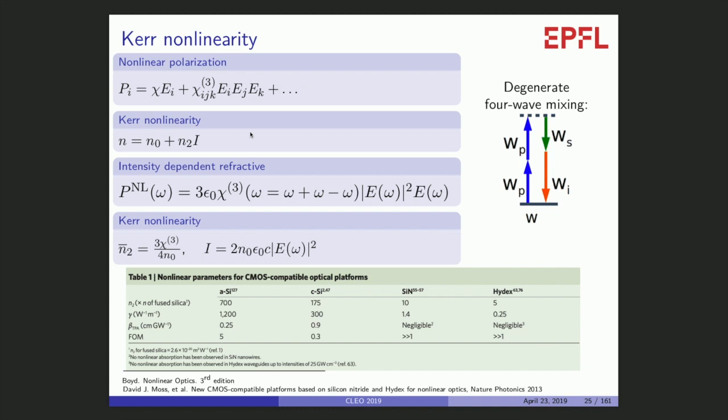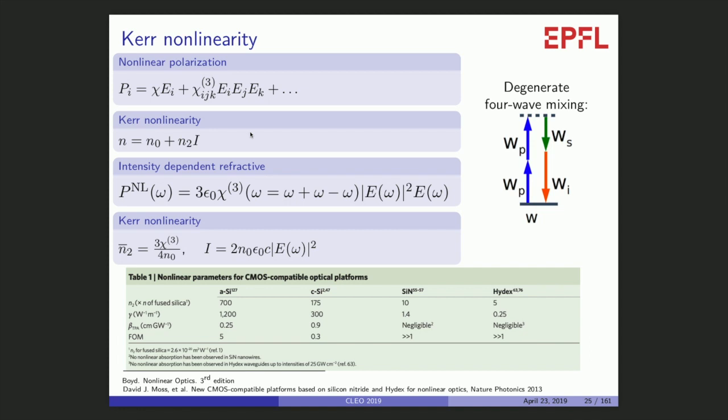And let me just make one little comment here. There's been a lot of excitement at CLEO in the last years around that little formula, because it seems to suggest that the N2 starts to diverge when N0 goes to 0. And this is related to these ideas of epsilon-near-zero materials like indium tin oxide, where your N approaches zero near material resonance, and this formula seems to suggest that N2 starts to diverge.